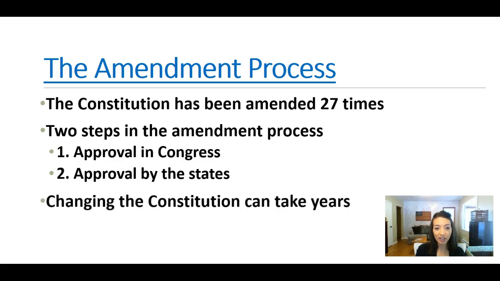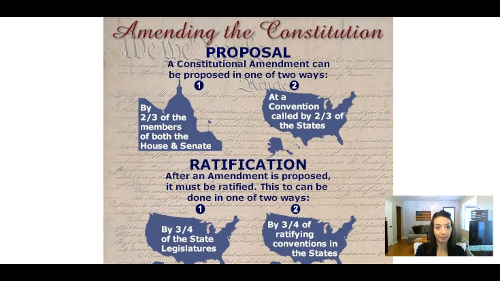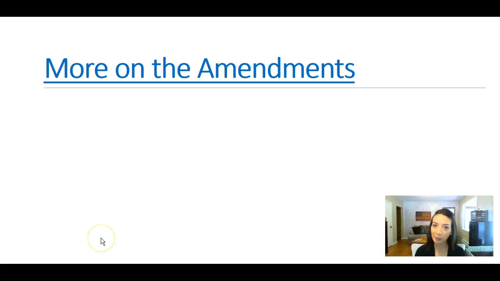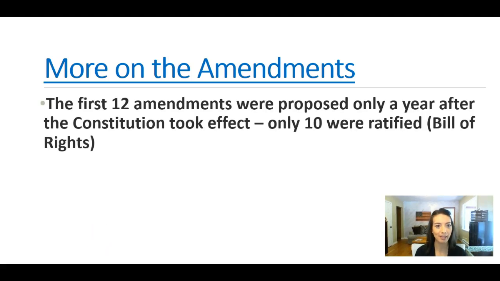Now, changing the Constitution, getting an amendment passed, can actually take a long time because all of the states have to approve it, okay? So here is a graphic that shows you the different ways in which an amendment to the Constitution can go through. So first is the proposal part, and the second part is ratification. And ratification means to make into law. We're proposing to talk a little bit more about the amendments.